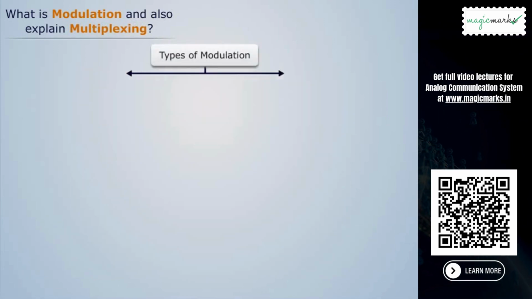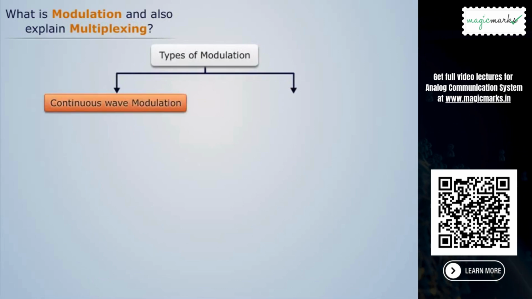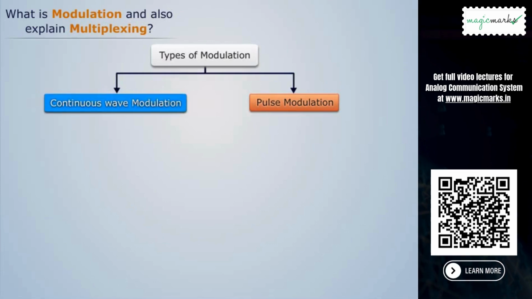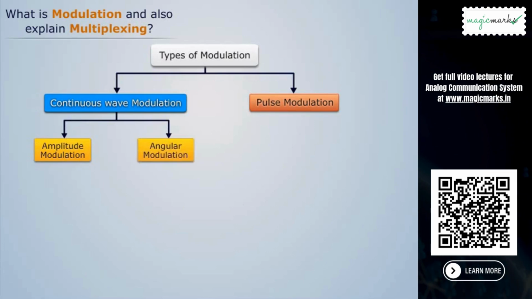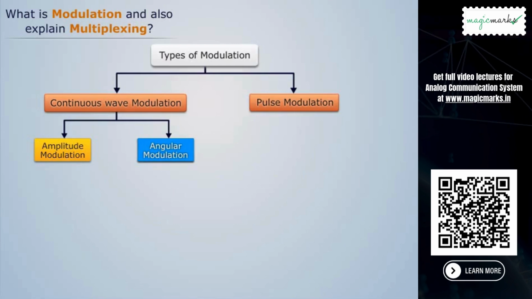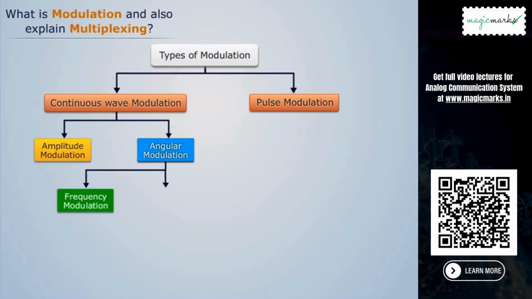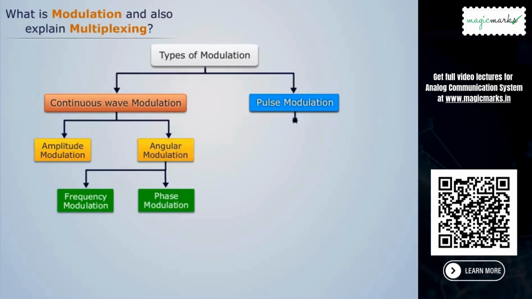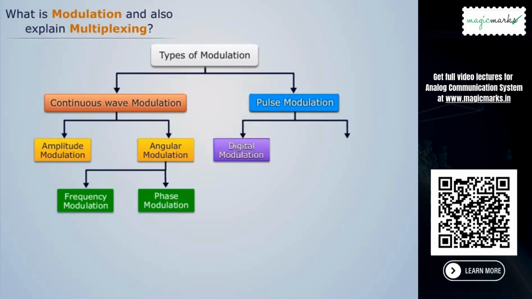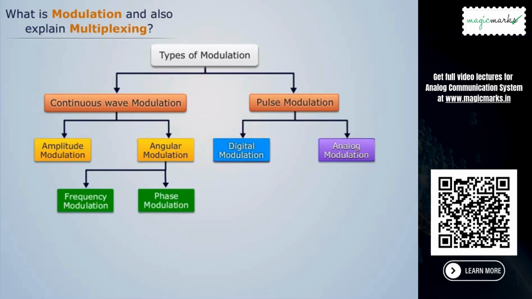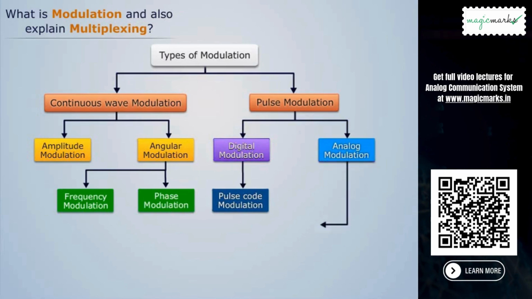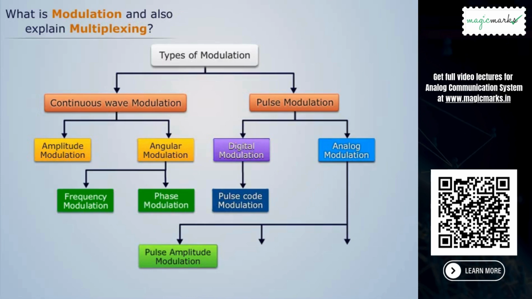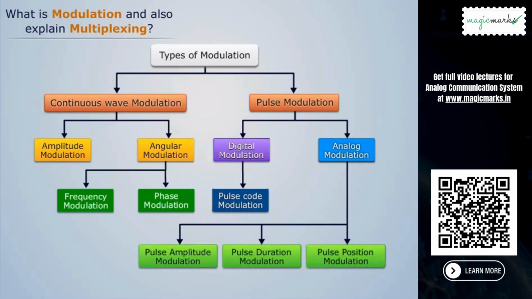There are generally 2 types of modulation: continuous wave modulation and pulse modulation. Continuous wave modulation is divided into 2 parts: amplitude modulation and angular modulation. Angular modulation is further subdivided into 2 parts: frequency modulation and phase modulation. Pulse modulation is also divided into 2 parts: digital modulation and analog modulation. Digital modulation leads to pulse code modulation. Analog modulation is divided into pulse amplitude modulation, pulse duration modulation, and pulse position modulation.